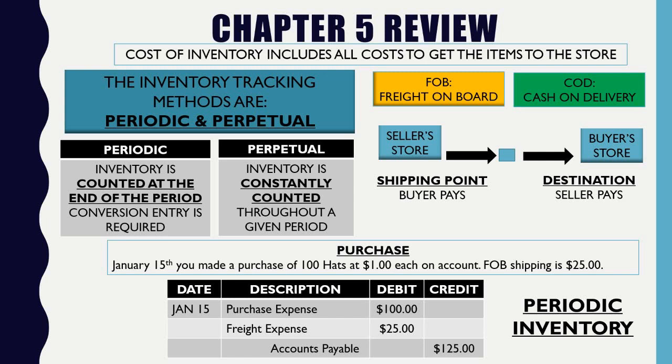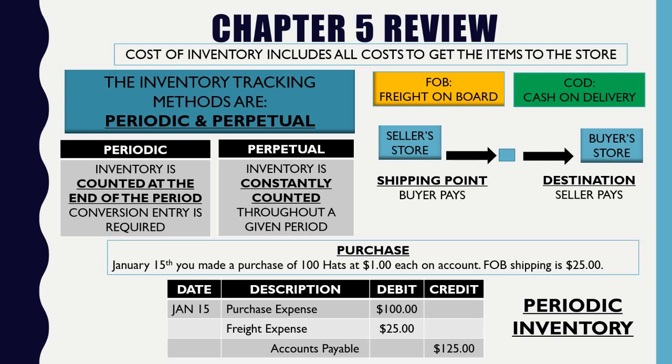Okay. So here's a chapter review where we talked about what the cost of goods sold is. It's the entire cost of the inventory, including any other costs. Remember, it's the total amount of cost it takes to get the asset to the store. We talked about two tracking methods, periodic and perpetual. Here's a quick overview of what they do. This is an example of how you record a periodic inventory purchase: purchase expense, freight expense, and then if it's on account.